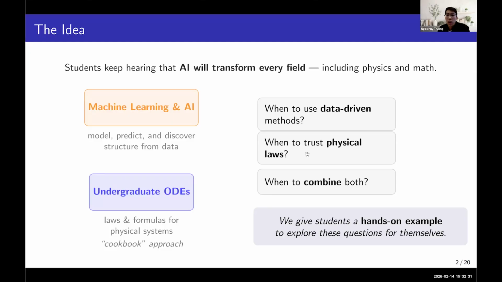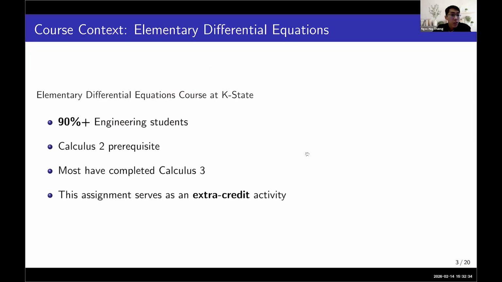A little bit of the course context. This is for the elementary differential equations course at K-State. Over 90% of our students are engineering majors. It is a required course. The students come in having completed calculus 2, and most have completed calculus 3. This is an extracurricular activity, so that makes the students feel more comfortable trying and experimenting.